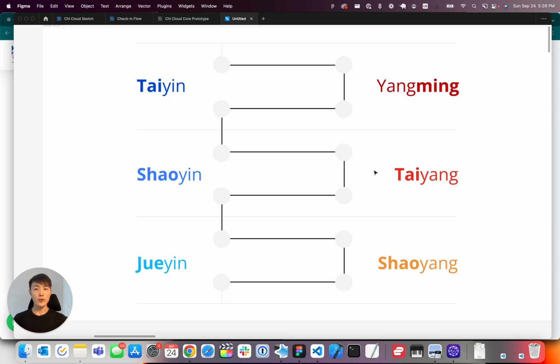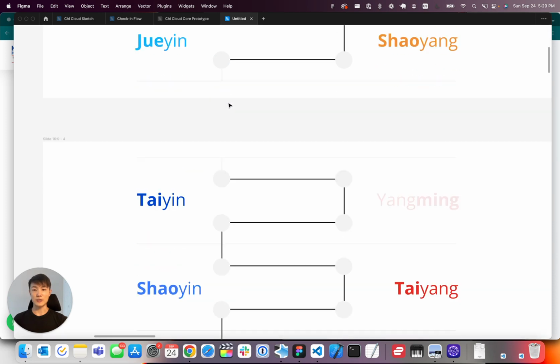So going over those levels, we have on the left side the yin levels, tai yin, shao yin, and jue yin. On the right side, we have the 3 yang levels, yang ming, tai yang, and shao yang. So you may have noticed that there are little dots, and each of these dots represent a meridian. There's 12 total regular meridians in Chinese medicine, and there are 2 meridians within each of these levels.